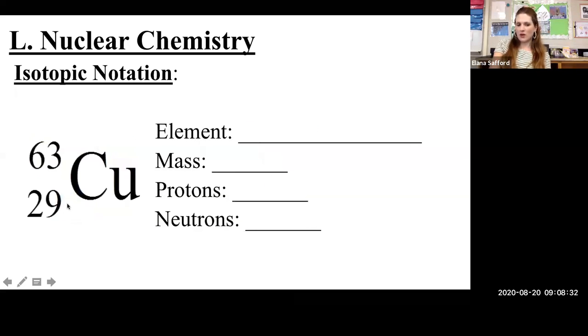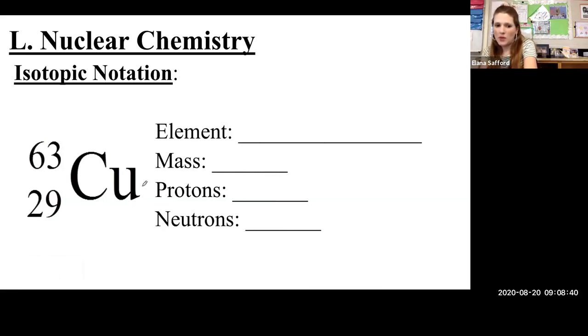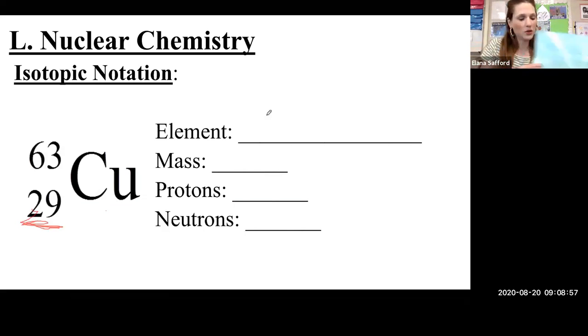All right, so again, immediately if you look to this number here on the bottom, that 29, that is going to tell you, hey, this number here is what defines the element. So the 29, if I look on my periodic table, I'm going to go to atomic number 29.